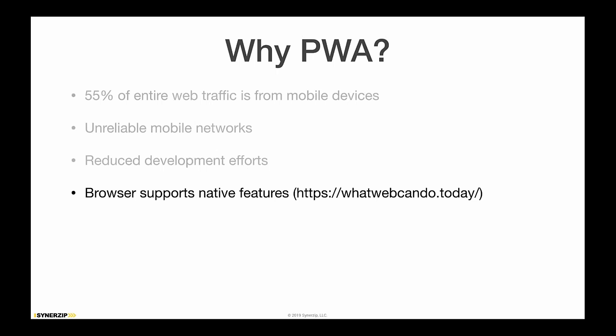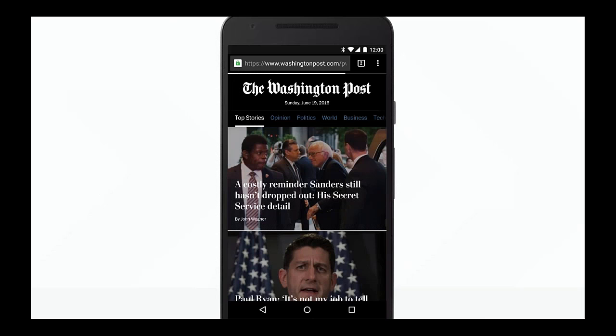Browsers now have access to local devices such as camera, microphone, push notifications, geolocation, etc. And a major factor, no need to have a separate install step. So let's go ahead and check one live app, Washington Post.